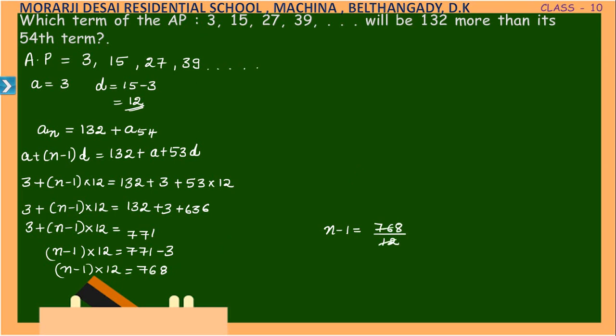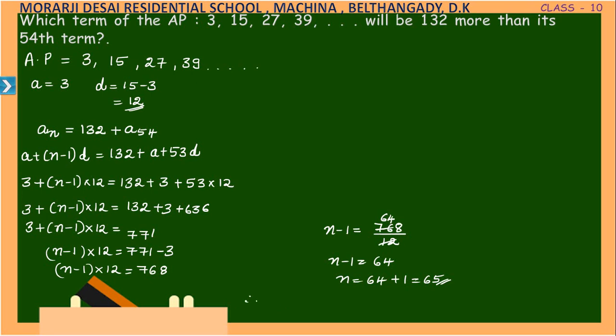12 ones are 12, 6 are 72. 4 remains, this becomes 48. 12 4s are 48. So n minus 1 is equal to 64. N is equal to 64 plus 1, that is 65.